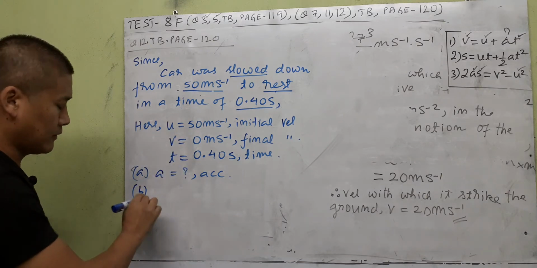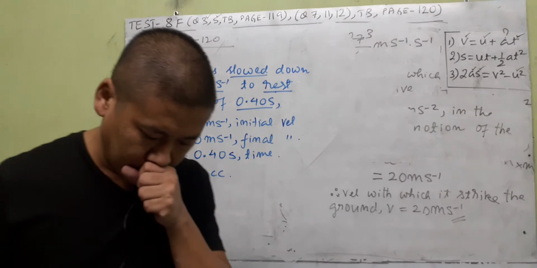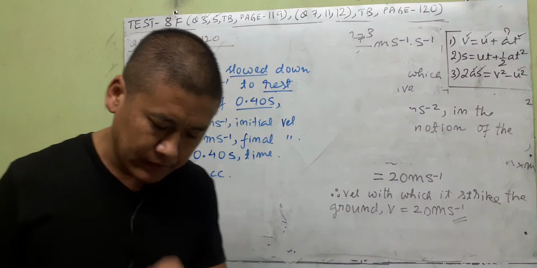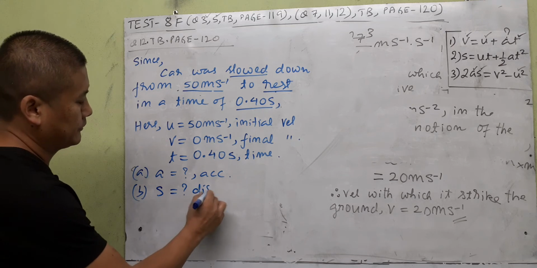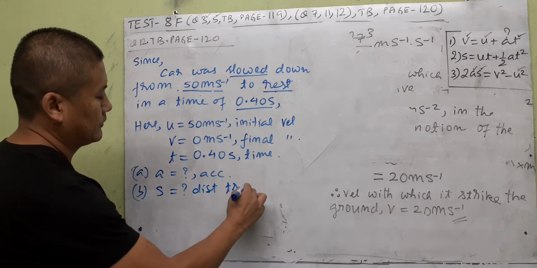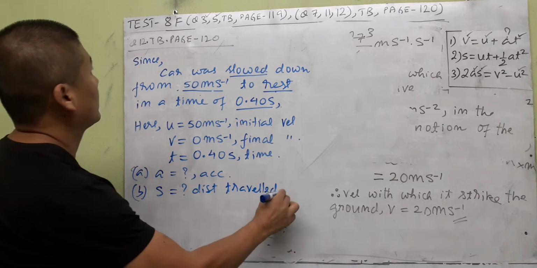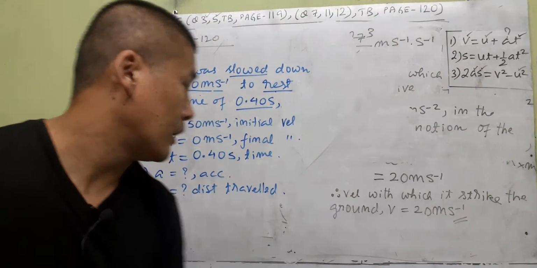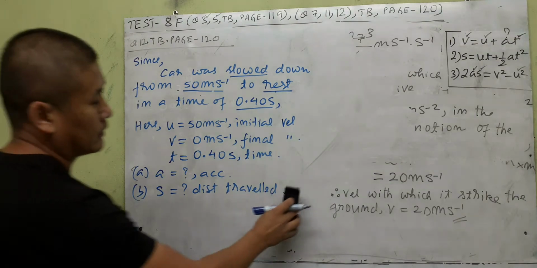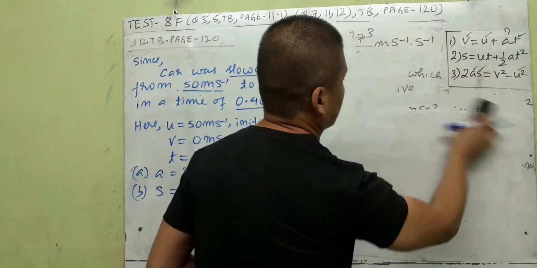Then B, you have to find out how far that car traveled in this time. So S is the distance traveled. This will be the two quantities that we will need. Now we have to think a little bit and see how you're going to do this.